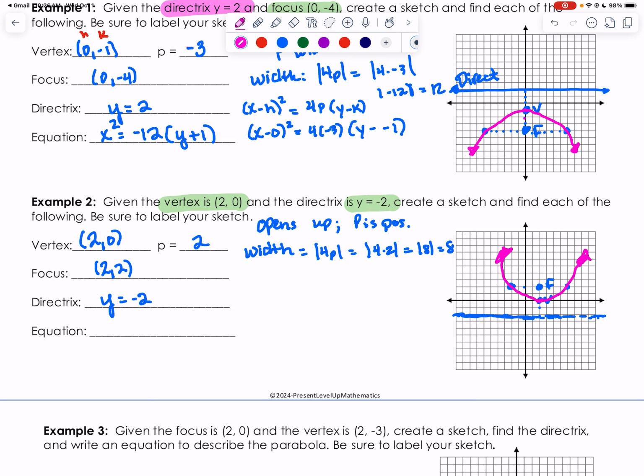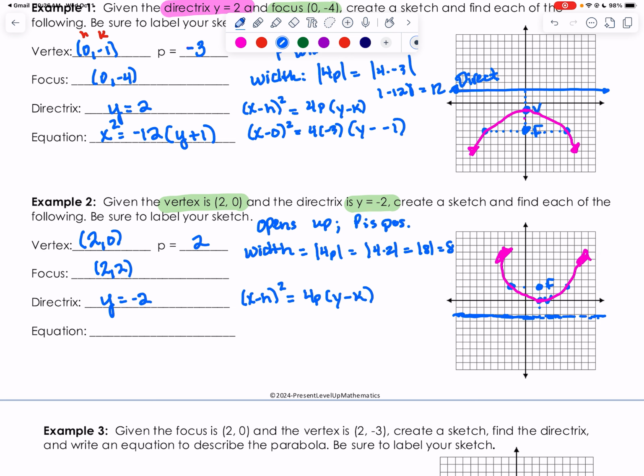Now, for our equation, I think it's a good idea for you to keep writing this formula down. Eventually, you're going to memorize it without even trying. (x - h)² = 4p(y - k). Notice that only the x value is squared.